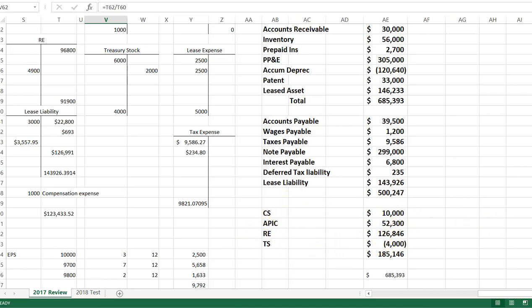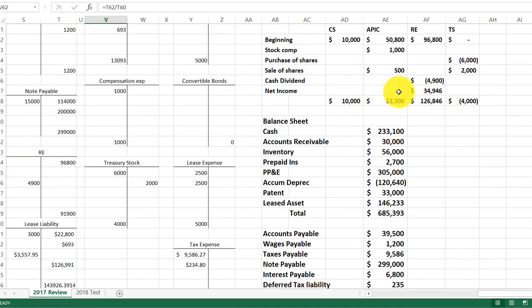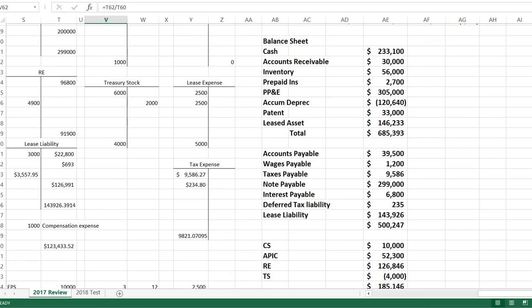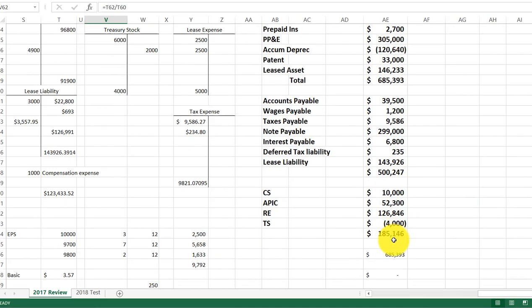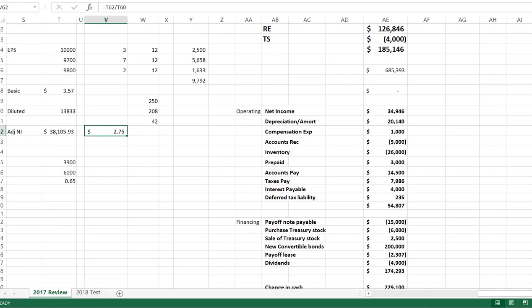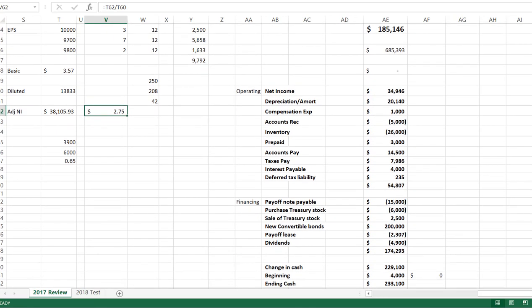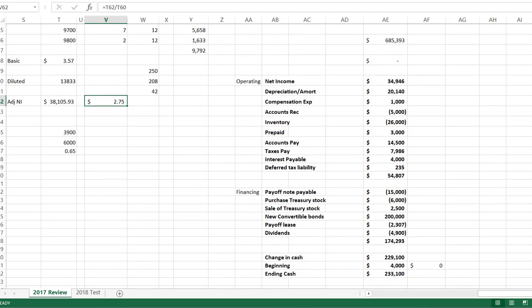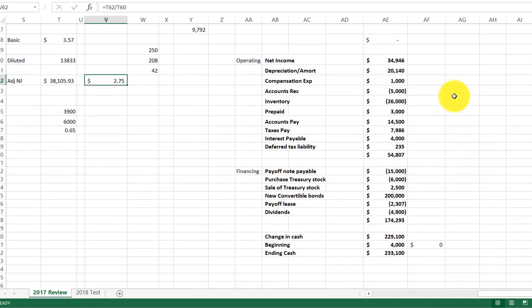And then all of these numbers from the stockholders' equity section of the balance sheet come from our statement of equity. Literally, this is the explanation of how we got these numbers. So you see your balance sheet balances at 685,393, and then we asked for the cash flow using the indirect method. This harkens back way back to about the fourth week of the semester.